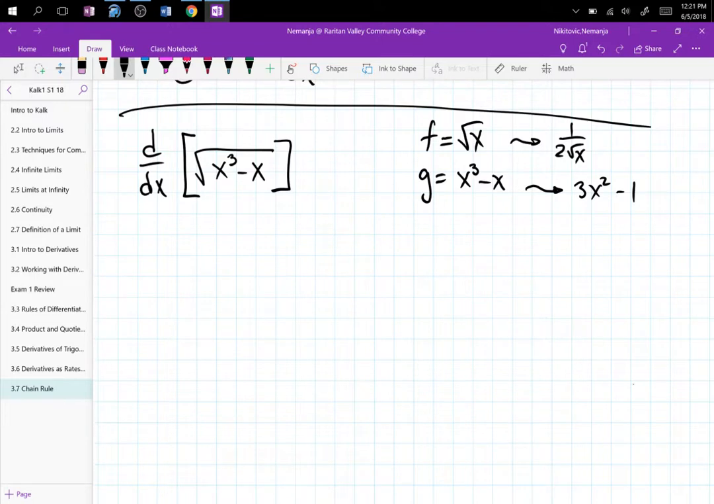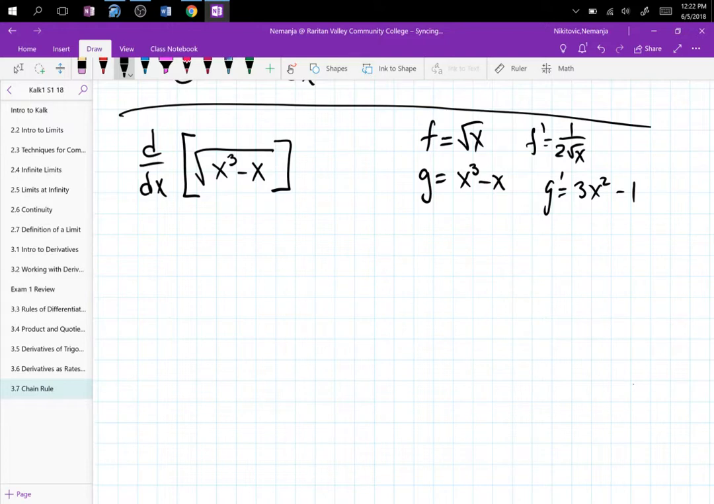Do not put an equal sign here, because a function is not equal to its derivative unless it's e to the x. So I put these squiggly arrows. I shouldn't. I should have put f prime equals and g prime equals, but then I'm just as lazy as you are, maybe even more.